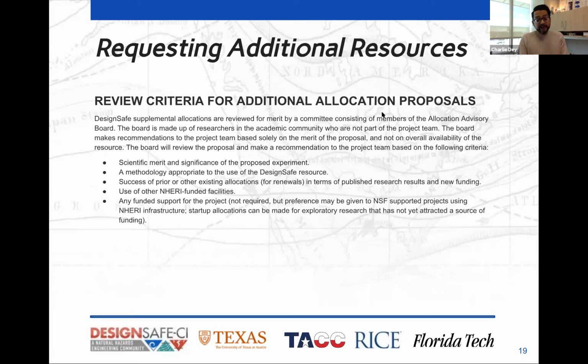Feel free to get in touch with us, but here's what the review criteria look like. We're looking at scientific merit. We're looking at the methodology used for the DesignSafe resource that you need to use. We're looking at what kind of funding you've had and what kind of projects you've done in the past. But if you have any questions, feel free to email us. We'll be happy to answer what these questions look like, and we're happy to help you put together an allocation proposal.